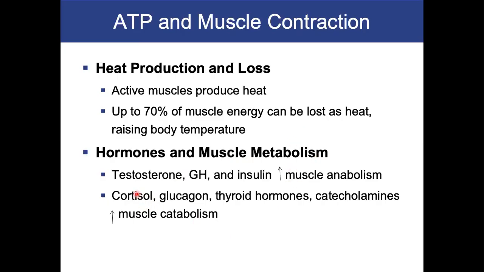Cortisol, which is a stress hormone, glucagon, which is what we release when blood sugar is low, your thyroid hormones, and catecholamines. Catecholamines are locally acting hormones and chemicals that excite. So your epi and your norepi would fall under that category, increase muscle breakdown or muscle catabolism. So hormones do regulate muscle as well.